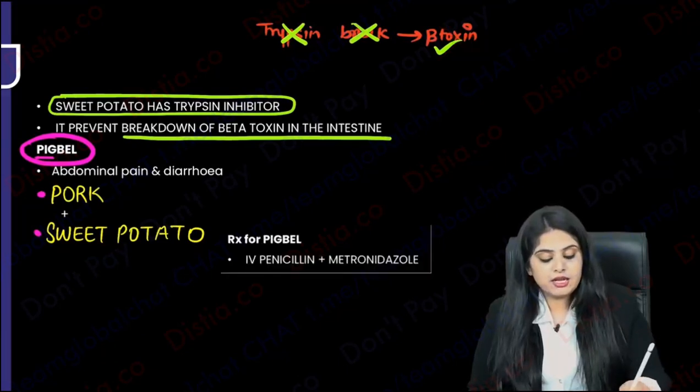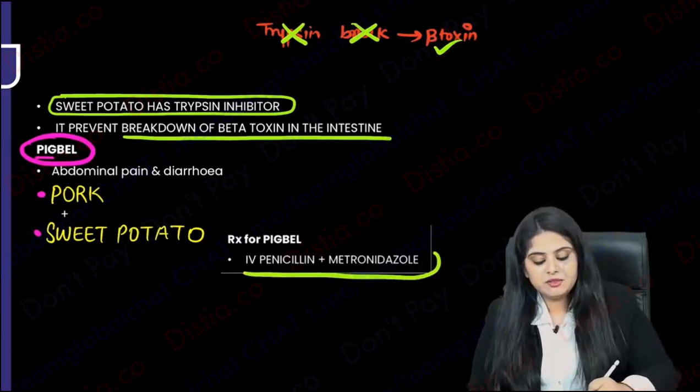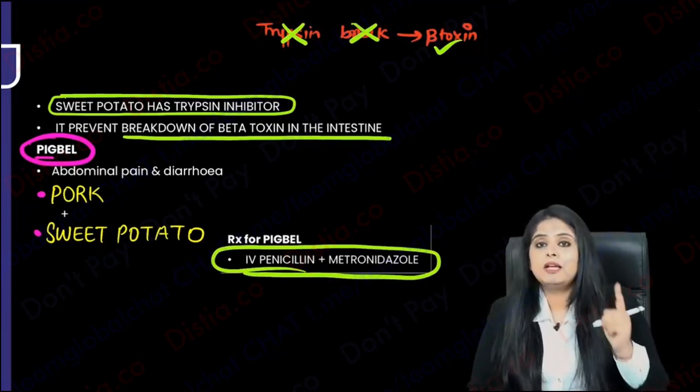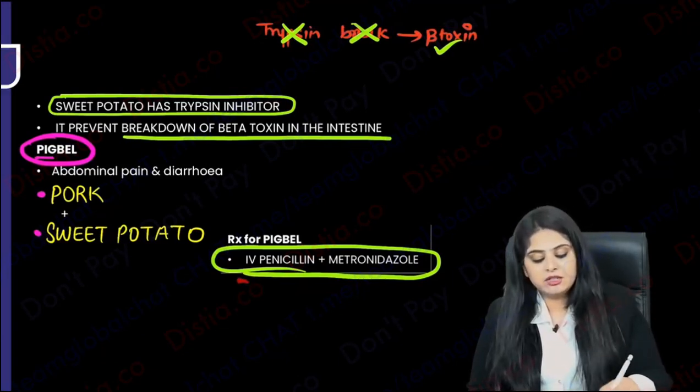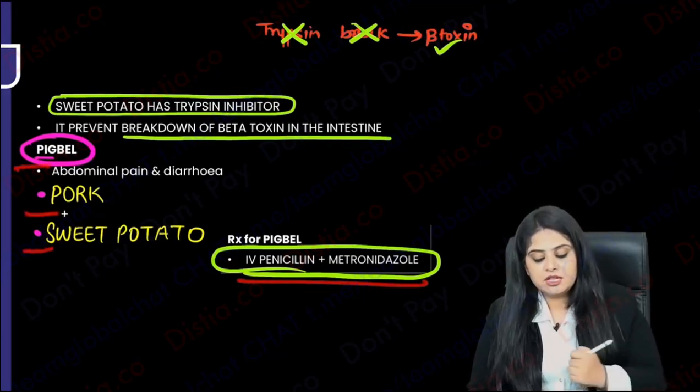So how do I treat it? I'm going to give IV penicillin with metronidazole. So please remember, pig bell, you're going to give pig, matlab pork and potato, and you're going to give penicillin. Penicillin and metronidazole is what is said to be the treatment, right?